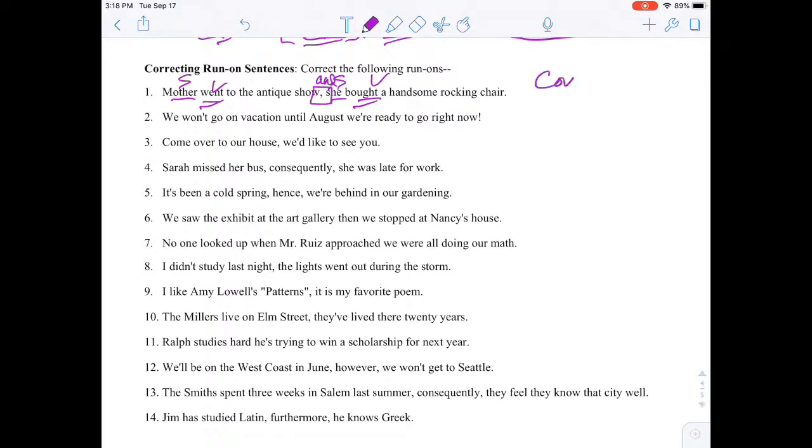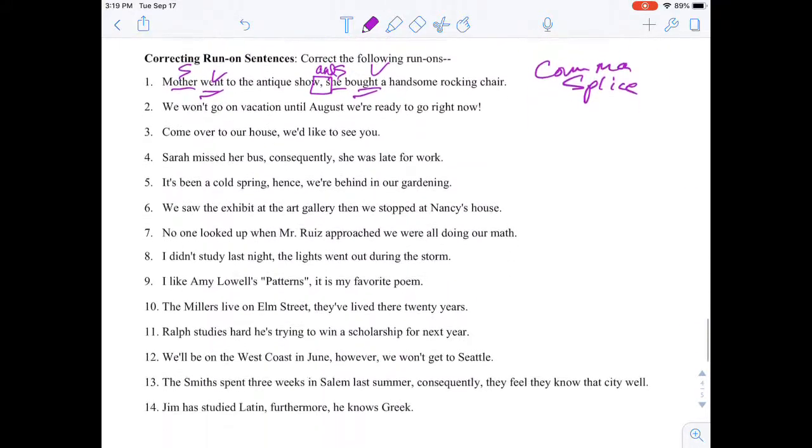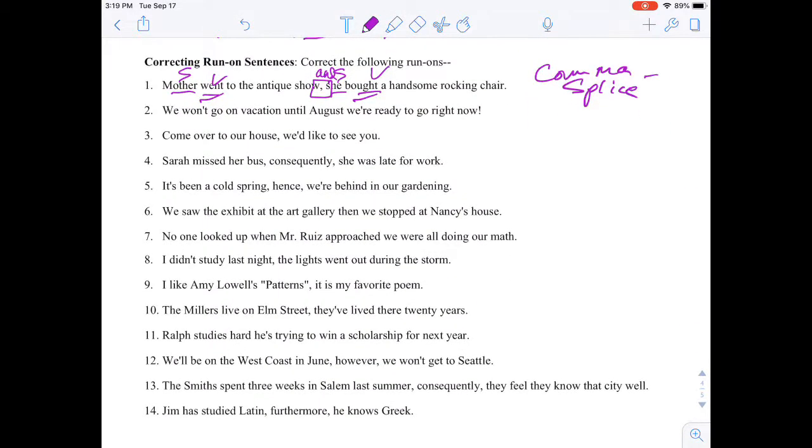So remember, a comma splice, or as this handout was calling it, comma fault. It's the same thing. Comma splice and comma fault are the same thing. And so they also are considered run-on sentences.